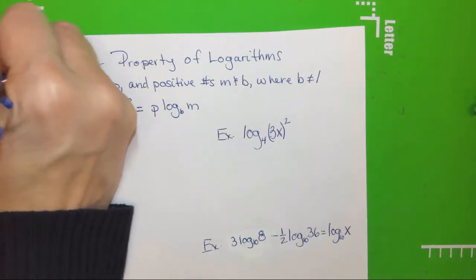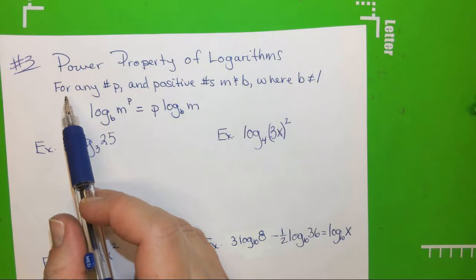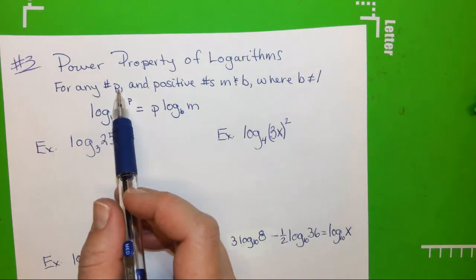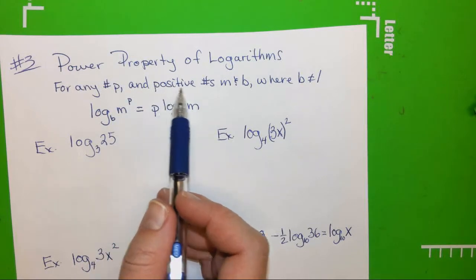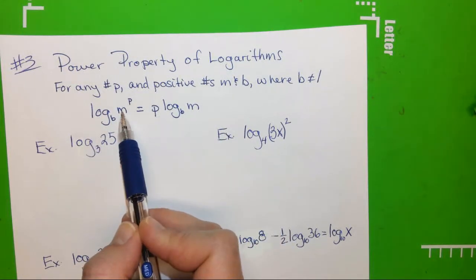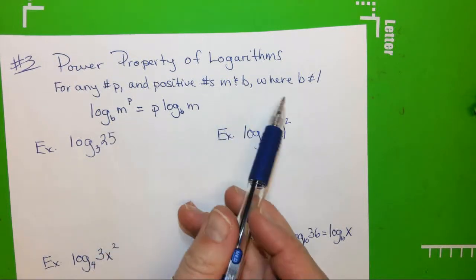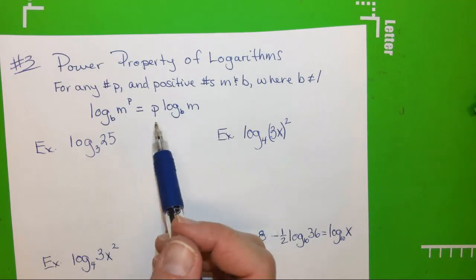Okay, our property number 3 is the power property of logarithms. And if you notice, the beginning statement's a little different. It says for any number p, so p could be positive or negative, and you have positive numbers m and b, so m has to be positive, b has to be positive, and b cannot equal 1.